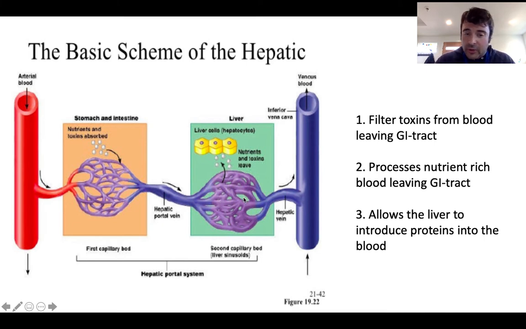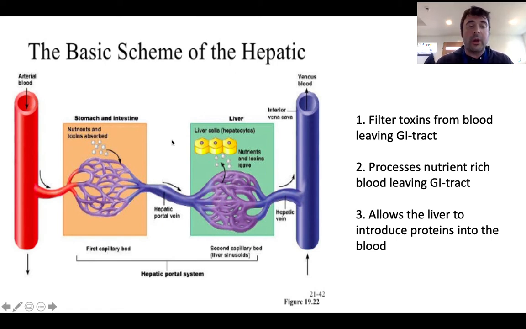All of those capillary networks are then drained by the hepatic veins, not the hepatic portal vein, but the hepatic vein, which is then drained into the inferior vena cava, taken back to the right side of the heart where it enters pulmonary circulation, to the left side of the heart where it's going to be pumped in systemic circulation, and now we have filtered and processed blood.